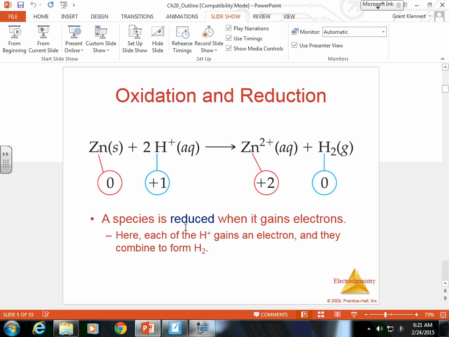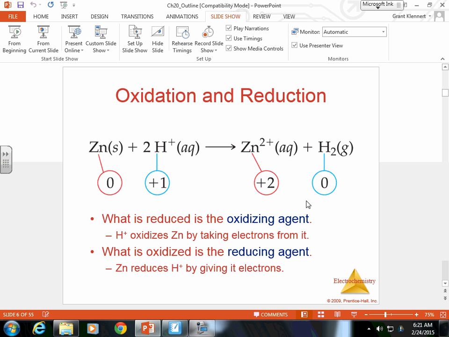Likewise, if something is reduced, it's going to be gaining electrons. So we look at hydrogen here. Our hydrogen species has an oxidation number of +1, and it goes to 0, which means it's gaining electrons, or gaining a negative charge. So that is our oxidation-reduction reaction.